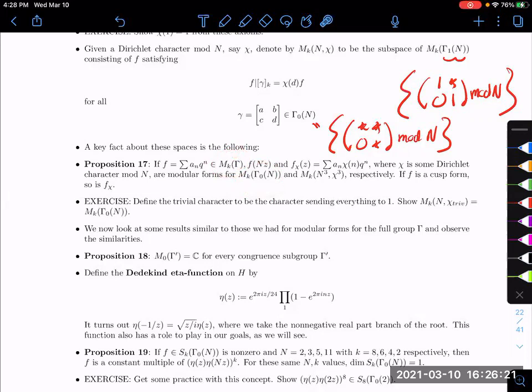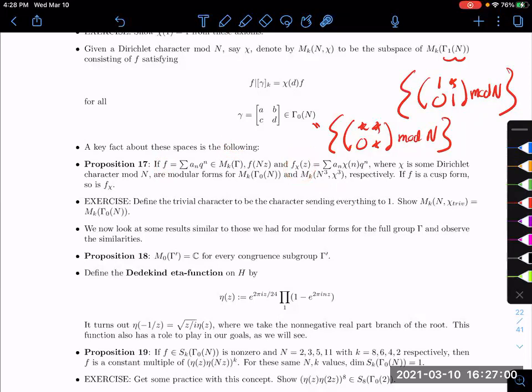And the second thing, and maybe more importantly, is this. You can define a new function called f sub chi, where chi is some Dirichlet character mod n. What that is: take the coefficients of f and twist them by chi of n. That turns out to also be a modular form. As a matter of fact, it's a modular form, still of weight k, for one of these subspaces that we just defined, specifically m sub k of n, chi squared. And if f happened to be a cusp form initially, so it was in s sub k of gamma, then f sub chi is also a cusp form.